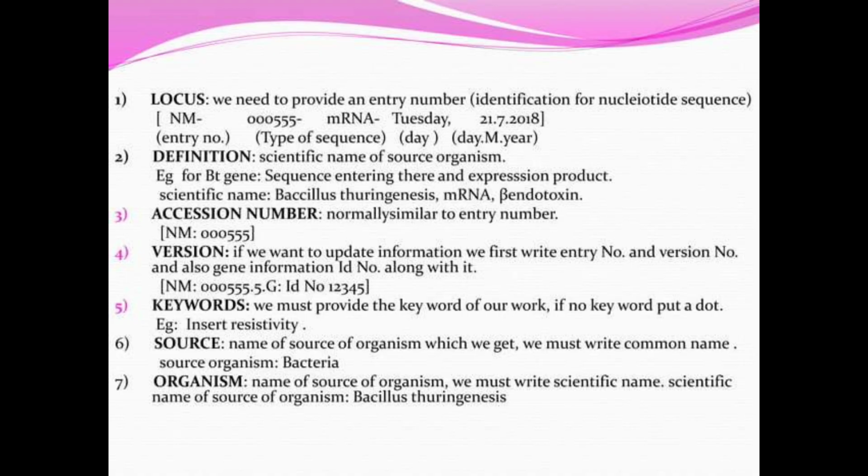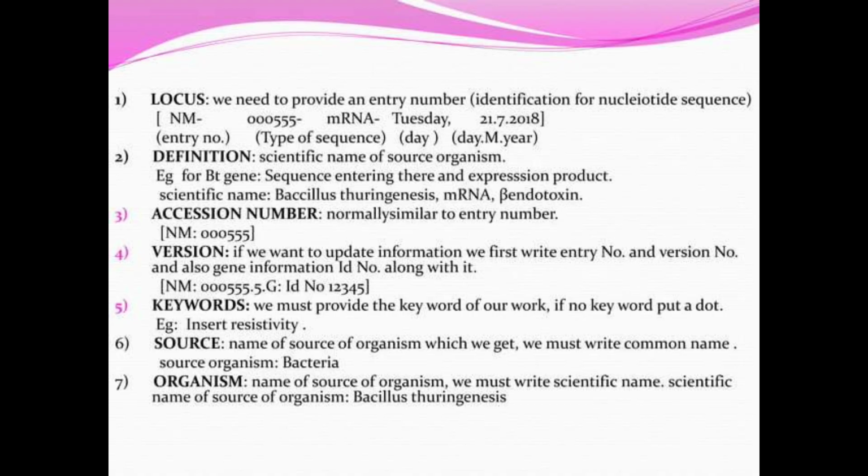Accession number is normally similar to the entry number. Version is the updated information of what we have done. It is first written by the entry number, and the version also gets updated. If you make any changes, that also gets updated in this case. And keywords are for the search of the particular data. Just like keywords, when they are given, we can go and search.